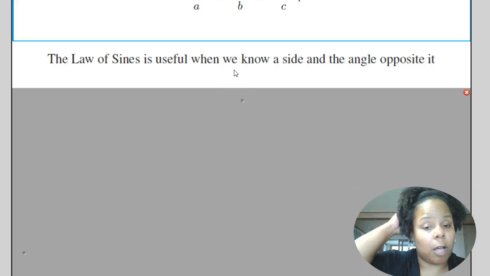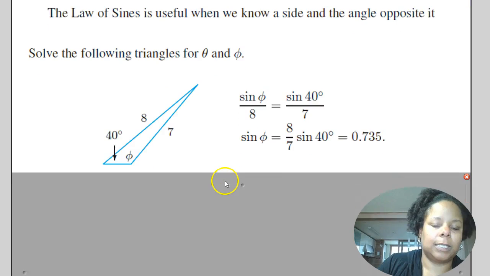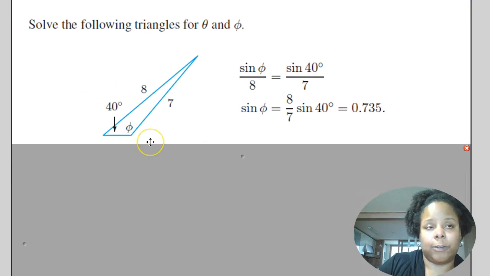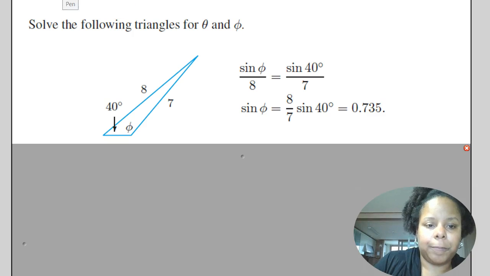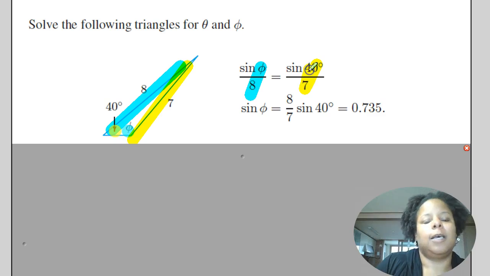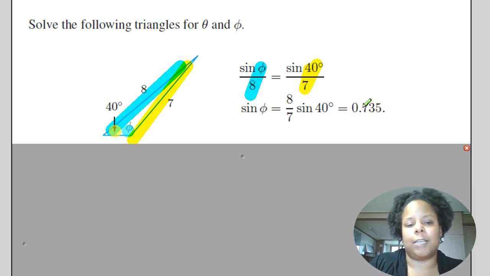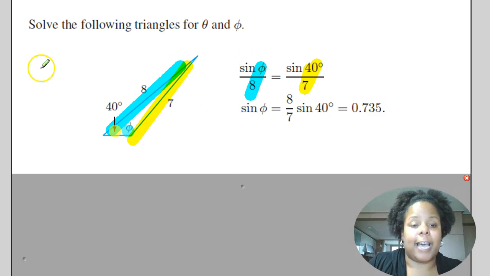The law of sines is better than the law of cosines when we know a side and an angle opposite it. So here we have an example. Here we have a triangle that's not necessarily a right triangle, and we have an angle and 2 side lengths. Since this side is 8, it goes with angle phi, as we can see. And since this side is 7, it goes with the angle across from it, which is the 40 degrees. And we can set up this ratio to solve for the unknown, which in this case is angle phi. And so we get the sine of phi is equal to 8/7 times sine of 40, which is 0.735.